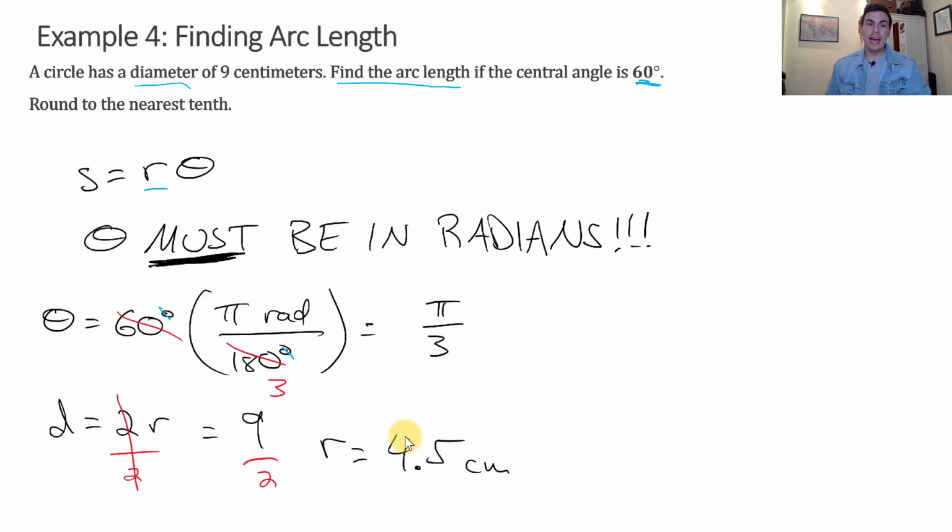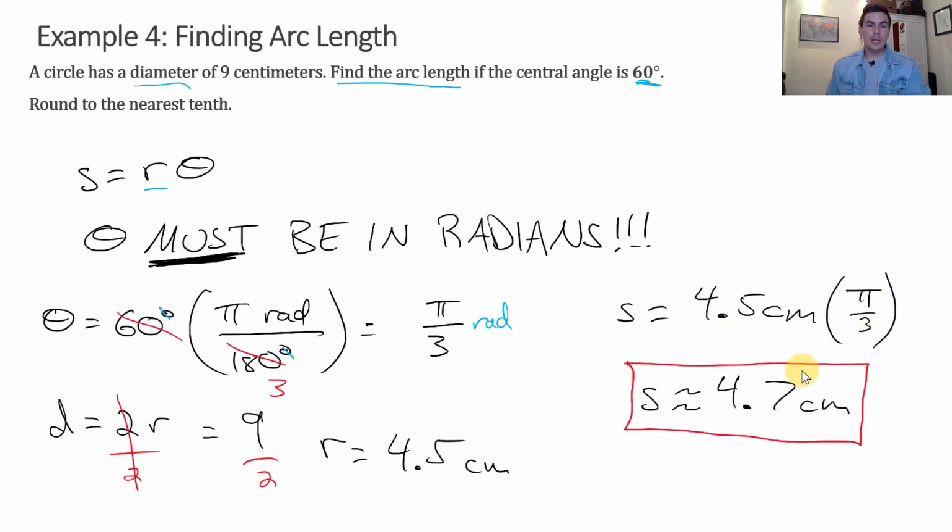So now we have what we need. We have R, and we have our angle in radians. Okay, so we can go ahead and just plug this now into our formula. Our arc length is equal to 4.5 centimeters times pi over 3, and we will get an arc length of approximately 4.7 centimeters.